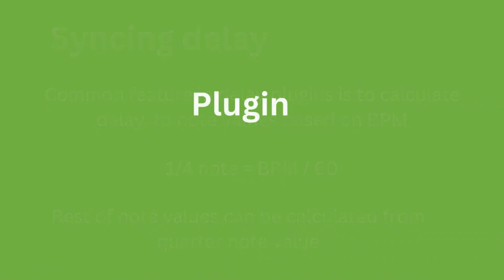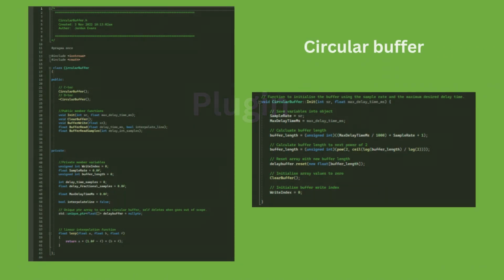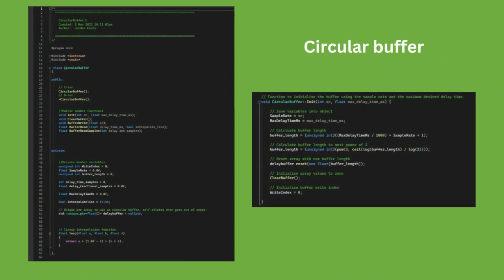So I've created a plugin to demonstrate how you would implement a delay plugin in JUCE. I would encourage you to download it from the GitHub that I've provided in the description and have a good look through the code. Take your time, get to know it. So looking at the code within the plugin, we've got public member functions of the circular buffer object and the private member variables, and also an additional linear interpolation function.